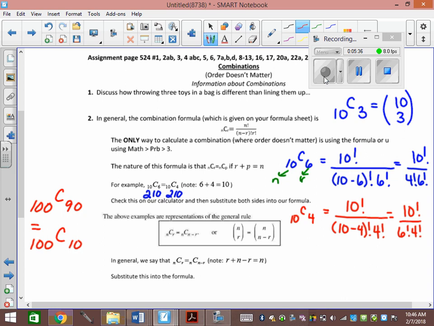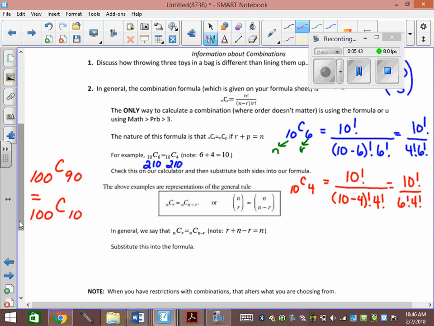And how do they do it so that you can't just test them out by guess and check? They'll use variables. So they could go 100CA would be equal to 100C what? 100 minus A. Right? They're the same things. So that's the formula. All right? Make sense? Okay.